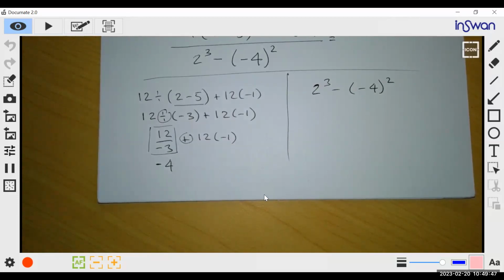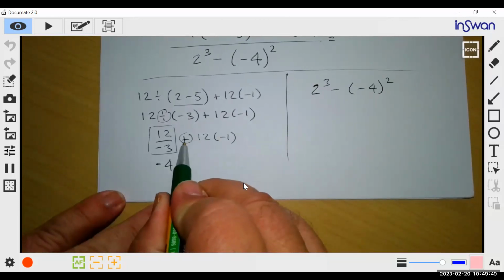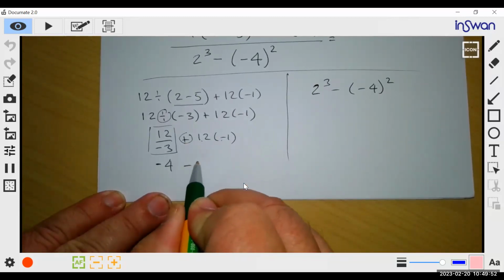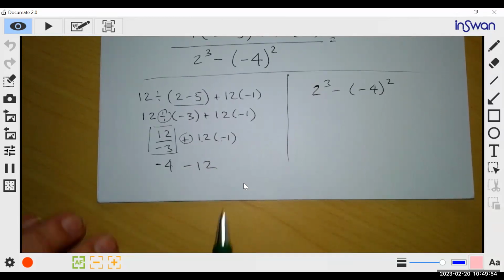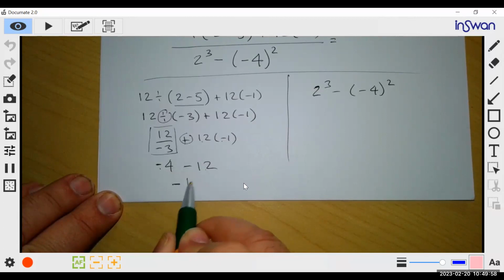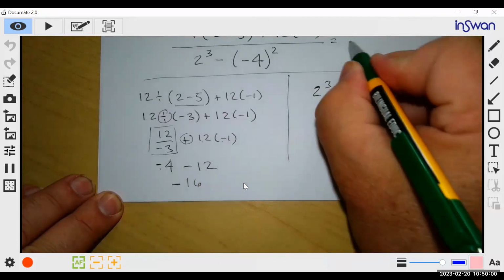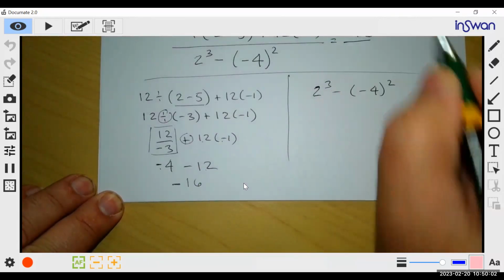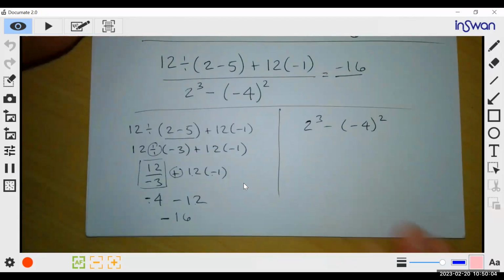Oh, well. So this becomes positive 12 times -1, which is -12. They're both negative, so the answer is negative. 12 plus 4. -16. That's on top.